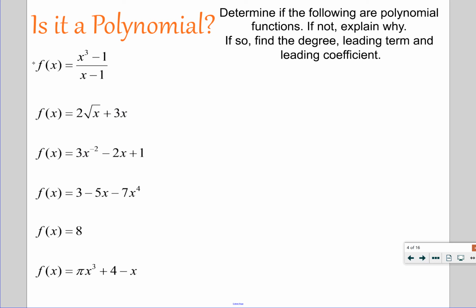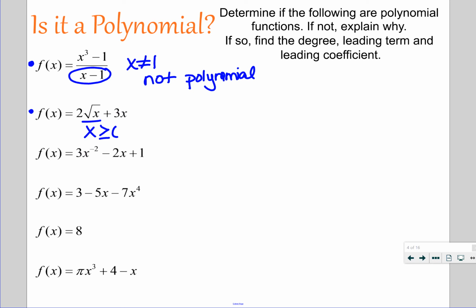So if I'm looking at this first one, I have a denominator. X cannot equal 1, because if x equaled 1, 1 minus 1 in the denominator would make my denominator equal to 0. So because I have a domain restriction, it is not a polynomial. In the second one, again thinking about domain restrictions, I have a square root. X can only be numbers that are greater than or equal to 0 here, because I cannot have a negative under that square root. So again, it is not a polynomial.